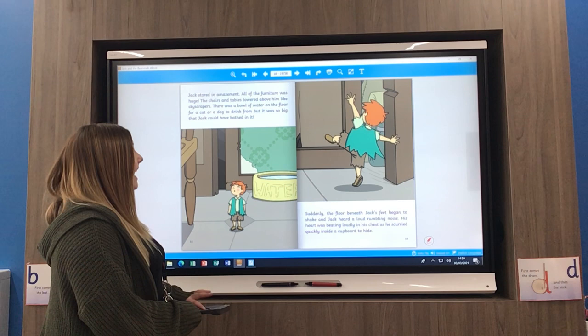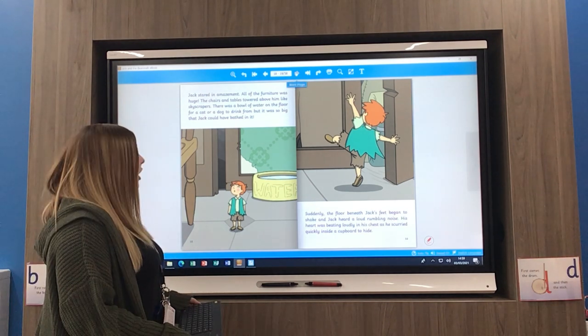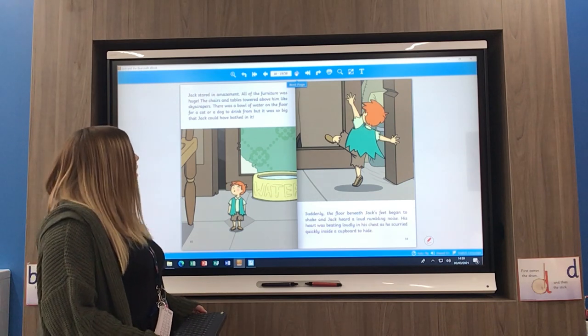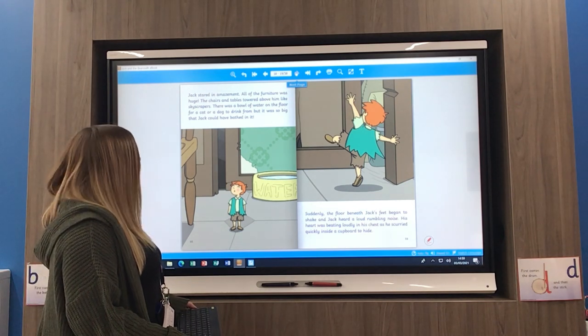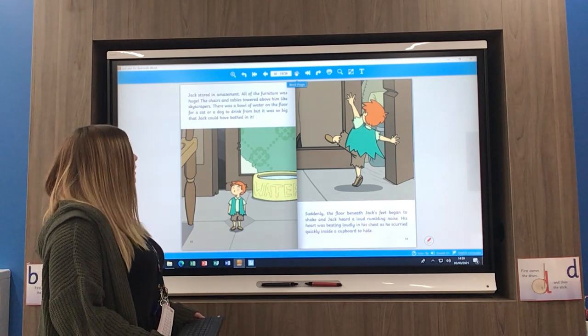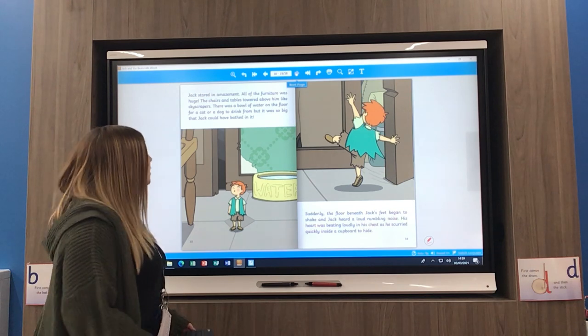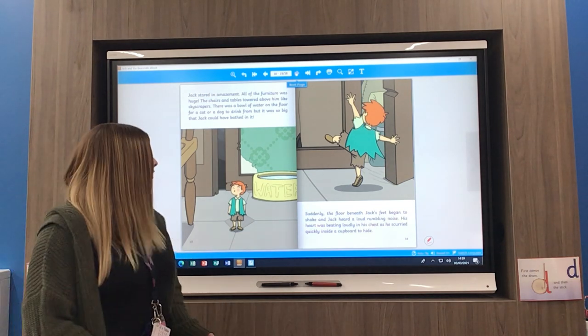Jack stared in amazement. All of the furniture was huge. The chairs and tables towered above him like skyscrapers. There was a bowl of water on the floor for a cat or dog to drink from, but it was so big Jack could have bathed in it.